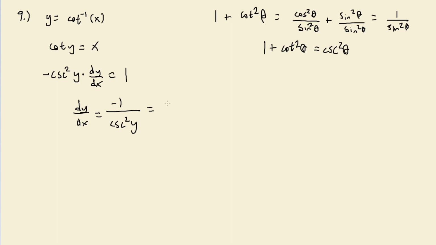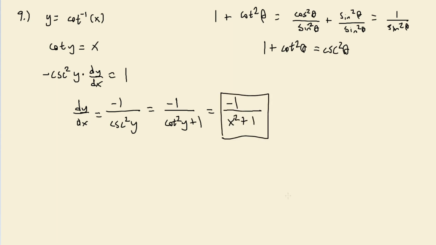So we can plug that in here. This is equal to negative 1 over cotangent squared of y plus 1. And if we take cotangent of our y here, which is inverse cotangent of x, this would reduce quite nicely to negative 1 over x squared plus 1. And that's our derivative for arc cotangent of x.